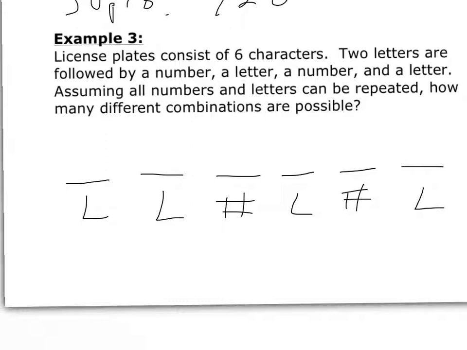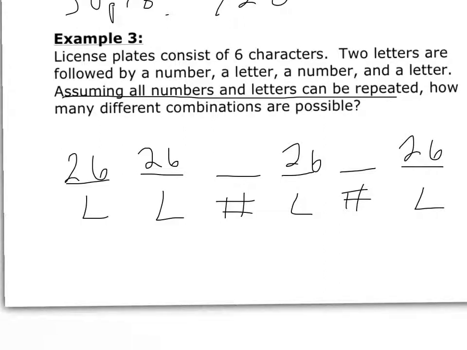We assume that all numbers and letters can be repeated. Okay. So letters, how many letters are in the alphabet? Well, of course, we know that there are 26. And since we can repeat letters, we know that all of your letter options have to be 26. Okay. Numbers, we have to have two different numbers, and we know that there are 10 options. You have 0, 1, 2, 3, 4, 5, 6, 7, 8, 9. There's 10 different ones. So each of your numbers, we have 10 options.